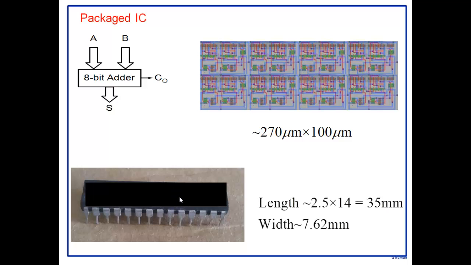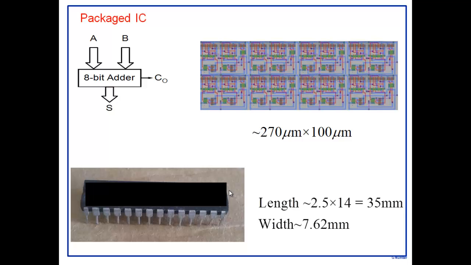So if we take this particular package, this is an example of what we call a dual inline package. There are 2 rows of pins here, 1 row here and another row here. These are old packages; we have much, much better packages now. In these older packages, the pitch, the distance between the 2 pins, is about 2.5 mm. Since we have about 14 of them, roughly the size of this package is 35 mm, and on this side the size is about 7.62 mm.